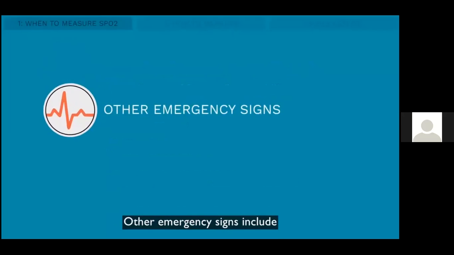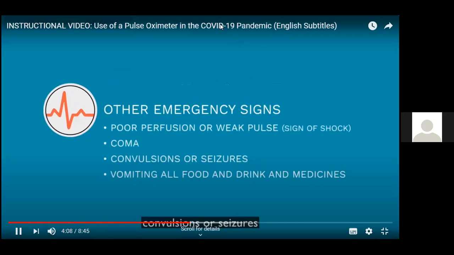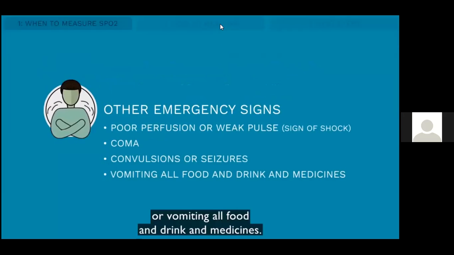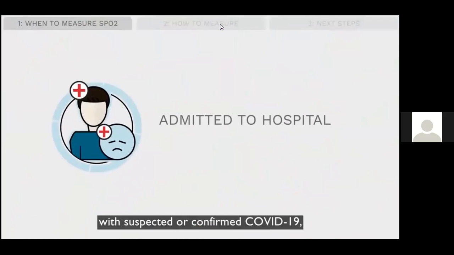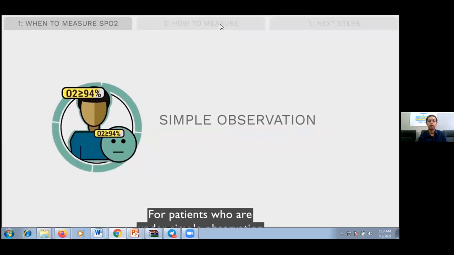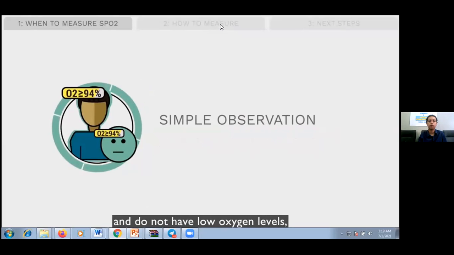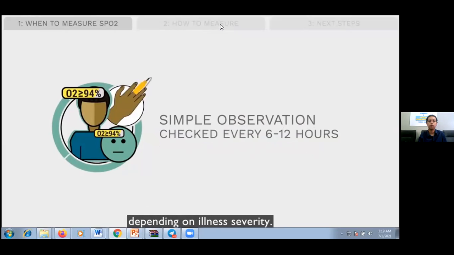Other emergency signs include poor perfusion or weak pulse, which is a sign of shock, coma, convulsions or seizures, or vomiting all food and drink and medicines. If your patient is being admitted to the hospital with suspected or confirmed COVID-19, or for any other respiratory illness, use a pulse oximeter to check oxygen saturation, along with vital signs. For patients who are under simple observation and do not have low oxygen levels, you should check at least every 6 to 12 hours, depending on illness severity.